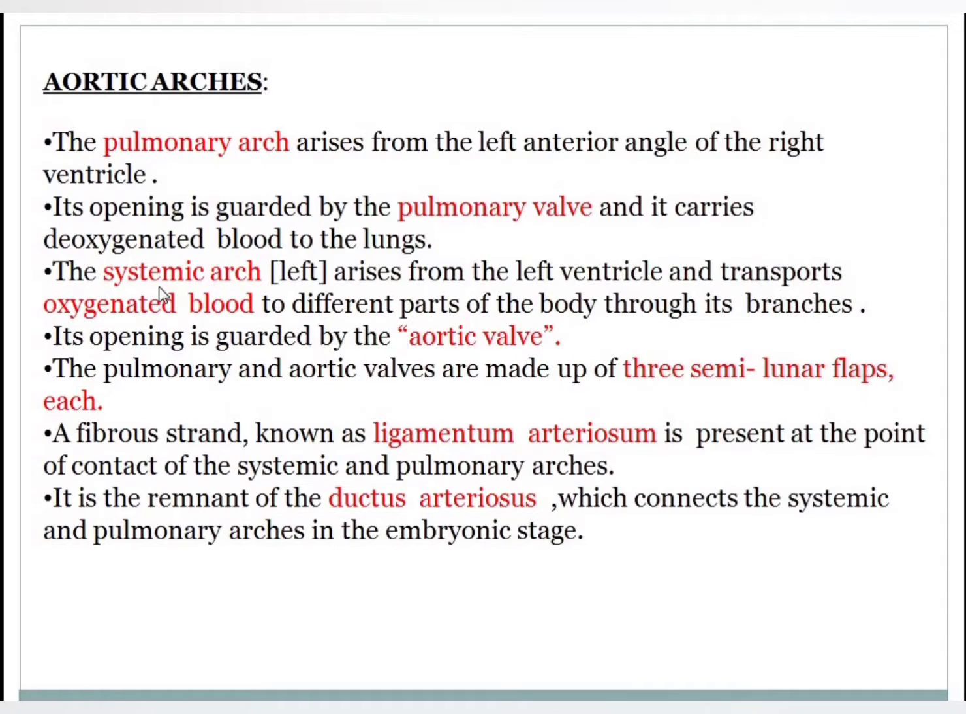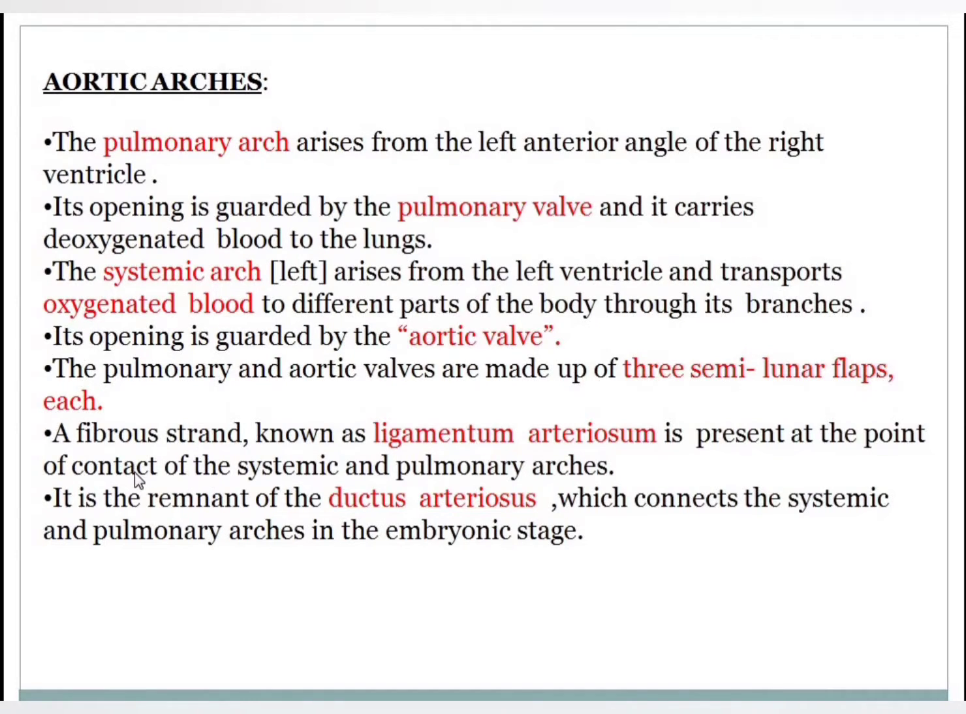Whereas the systemic arch arises from the left ventricle. It transports oxygenated blood to different parts of the body through its branches, and it is guarded by the aortic valve. Okay, so first of all, the pulmonary arch is there and the systemic arch is there. With the pulmonary arch, we have to remember the deoxygenated blood passing to the lungs, whereas systemic means oxygenated blood passed to the different parts of the body. This is guarded by the aortic valve. So here the pulmonary and the aortic valves are made up of three semilunar flaps each.